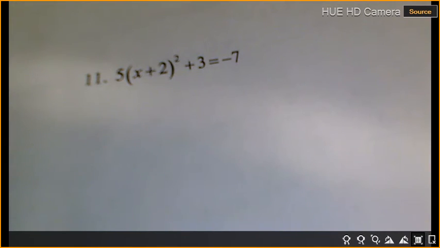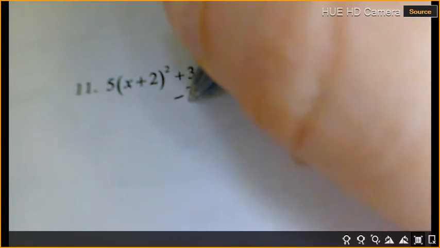It's actually easier than you think. Okay, so we're going to solve and get x all by itself. So we're going to do the opposite of PEMDAS, right? Is there anything being added or subtracted? What number? 3. So we're going to subtract 3 from both sides.